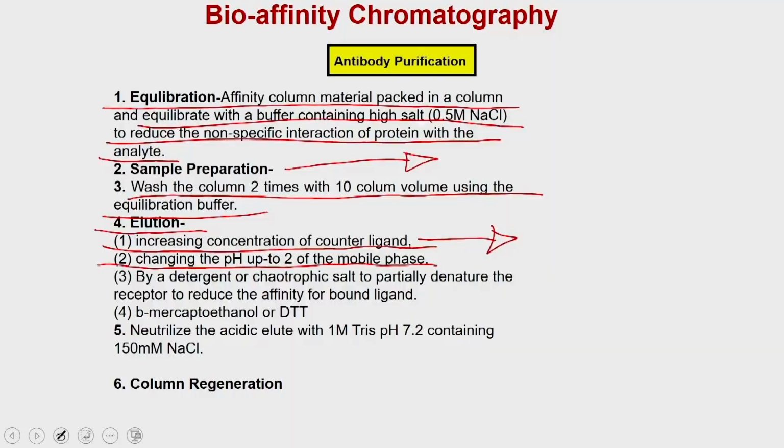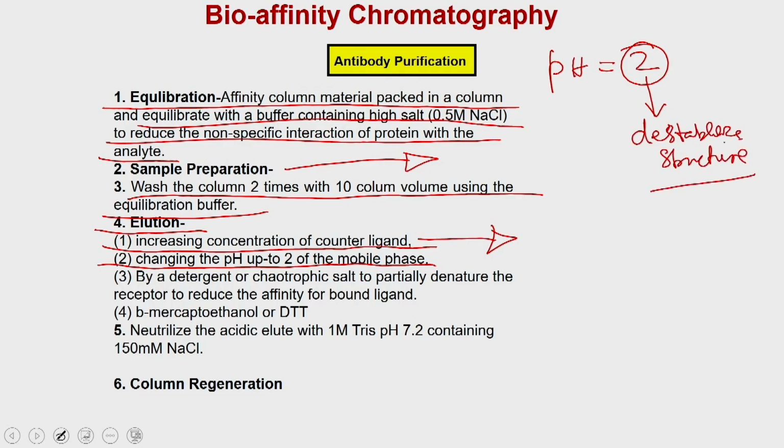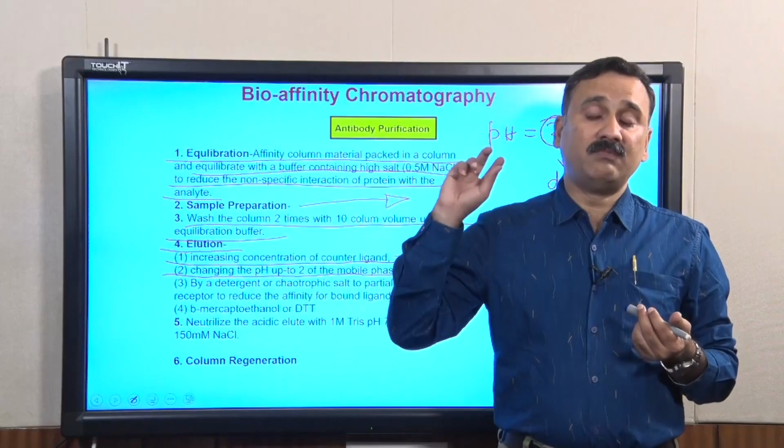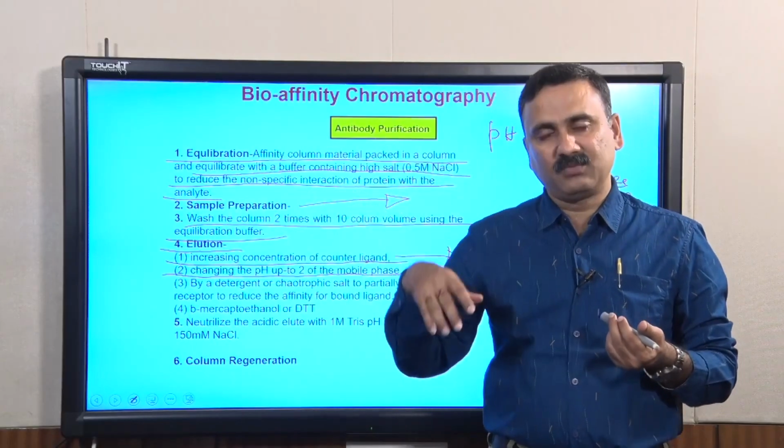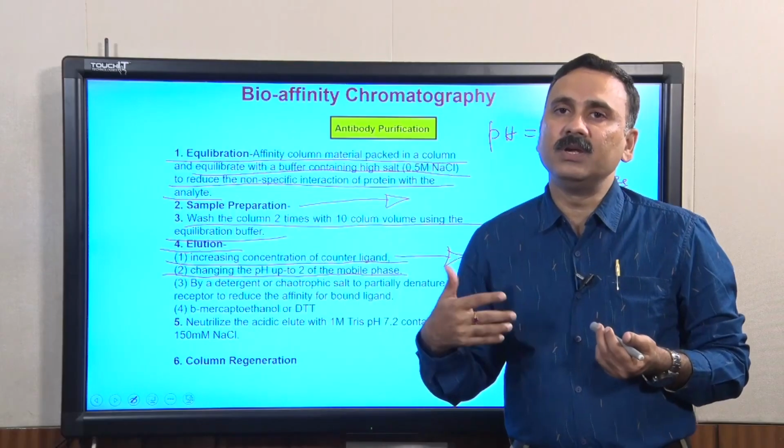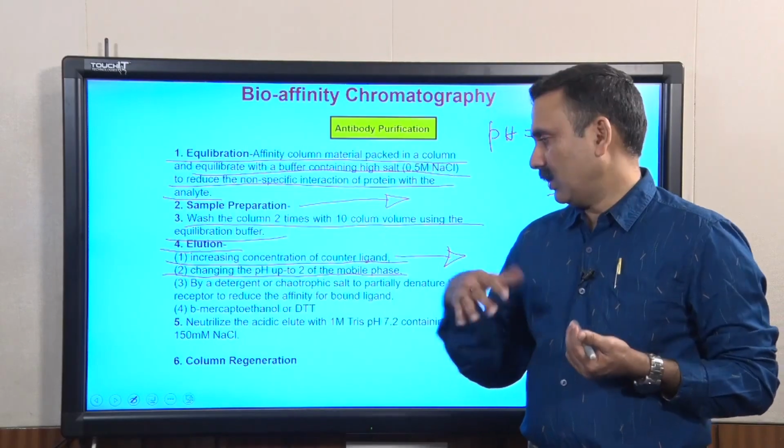So, what will happen when you change the pH to 2? When you change the pH to 2, it is going to destabilize the structure of the antibody, and when it destabilizes the structure of the antibody, the antibody is going to have reduced affinity for the antigen which is bound to the matrix, and in that process the antibody is going to be eluted from the column.